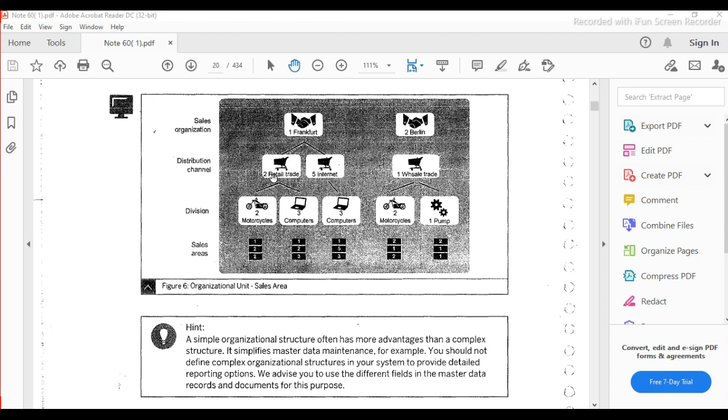Suppose this is 1 2 2, 1 2 2. Then we have 1 2 3, 1 2 3. And then we have 1 5 3, 1 5 3. This is one sales area. This is one sales area. This is one sales area. So if we talk about 2 1 2, 2 1 2, then we have 2 1 1. This is the particular sales area.